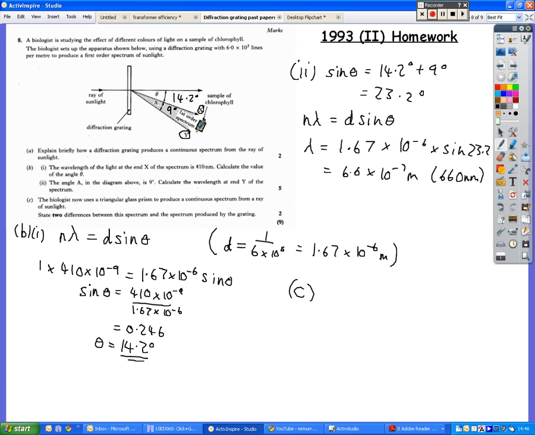The other thing is that a diffraction grating produces several spectra, whereas a prism only produces one. Another thing you could say is that the diffraction grating produces a central band of white light, which the prism obviously does not. There's three differences for you. Any two of those will get you your full 2 marks.